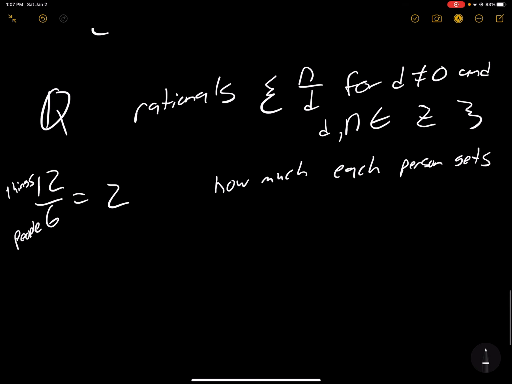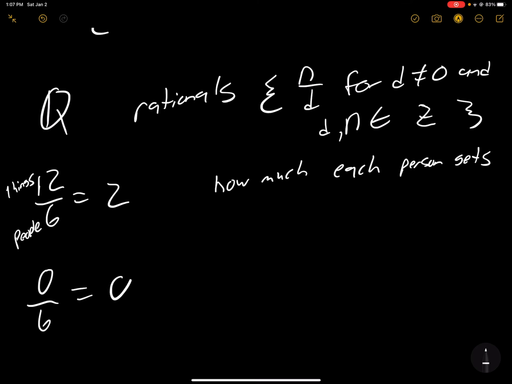And so that helps explain to us that if we have 0 things and 6 people, well, how many slices of pizza does each person get? They just get 0. They get no pizza. So nobody gets any. Nobody gets any in this case.